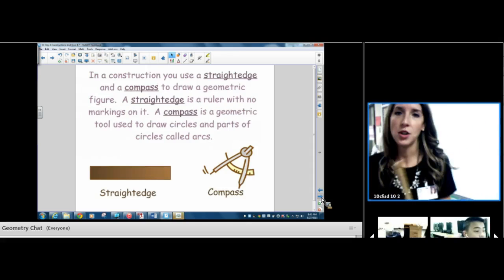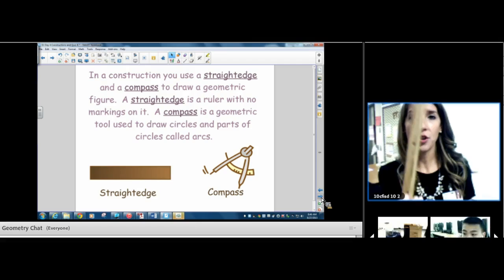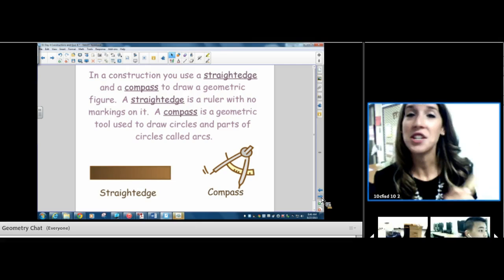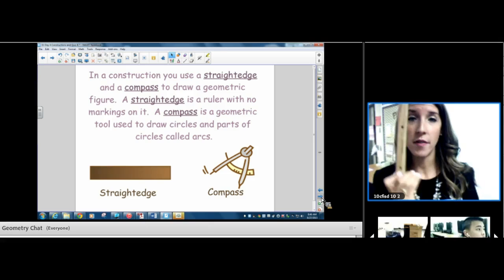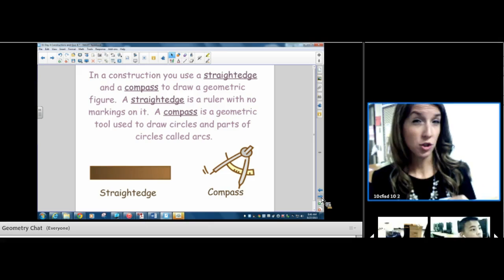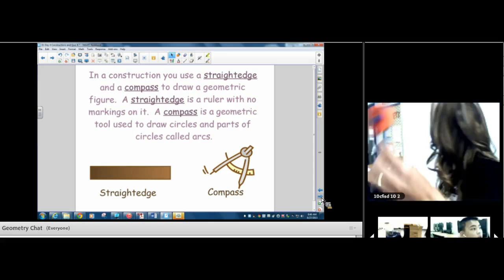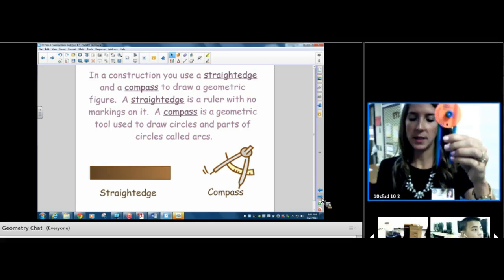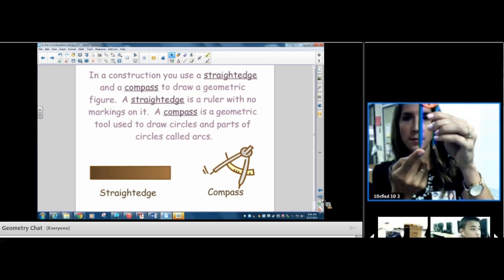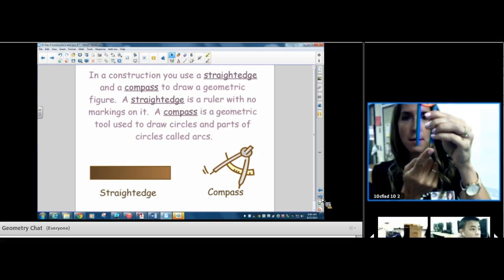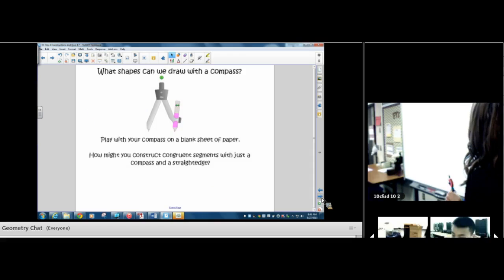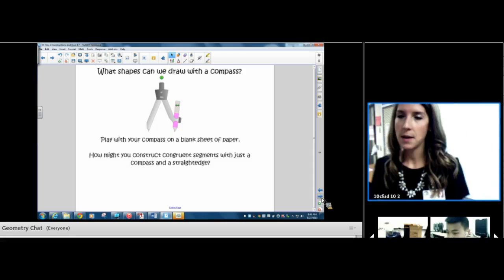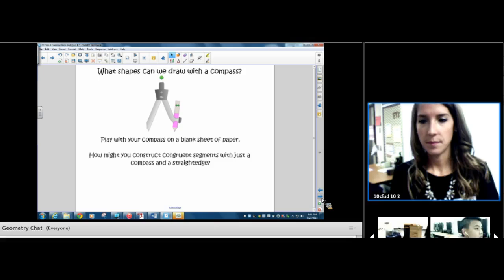Like I said, in constructions, we use something called a straight edge. I'm going to call this a straight edge and not a ruler because you are not allowed to use the markings on the straight edge to do constructions. And then this is called a compass, of course. A compass will have a point and it'll have something to write with, something to mark with, like a pencil on one side.